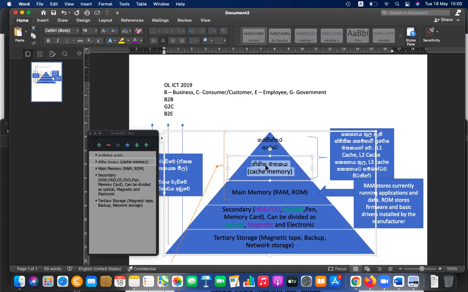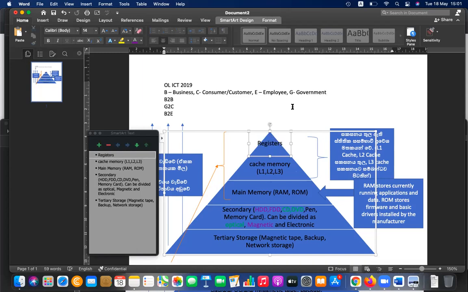And then you have cache memory. Cache memory is inside the processor. It can be level 1, level 2, or level 3. This is more than you need, but anyway, this is the complete picture. You don't need to remember everything, because in your syllabus you have both cache and registers.